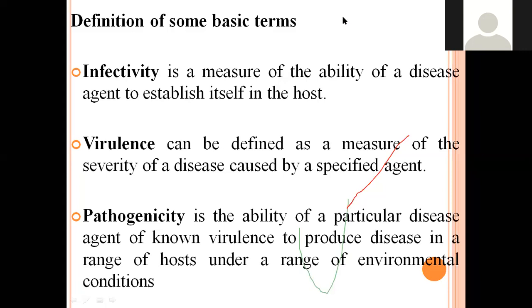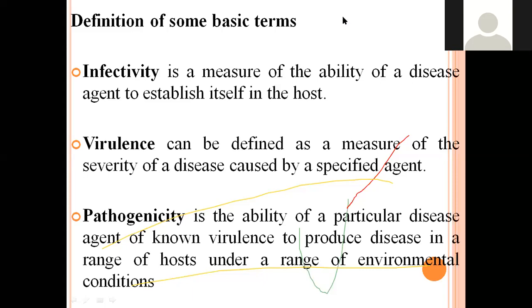So before we continue, we'll quickly look at some basic terms in pathology. The first one is infectivity. Infectivity is a measure of the ability of a disease agent to establish itself in the host. We also have virulence, which can be defined as a measure of the severity of a disease caused by a specified agent. Then we also have pathogenicity, which is the ability of a particular disease agent of known virulence to produce disease in a range of hosts under a range of environmental conditions.